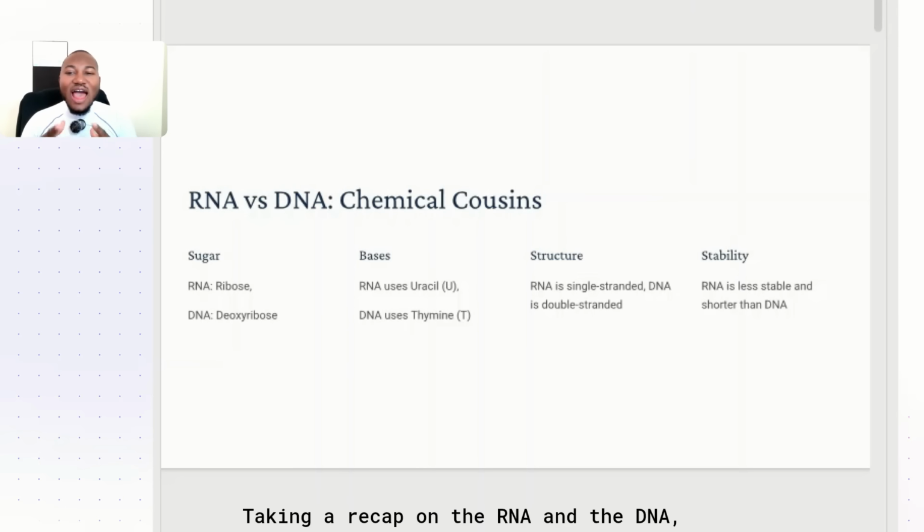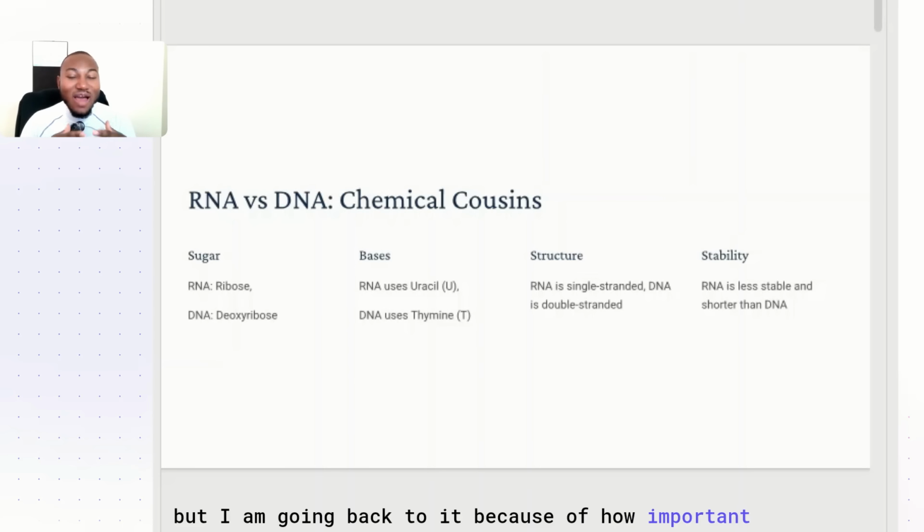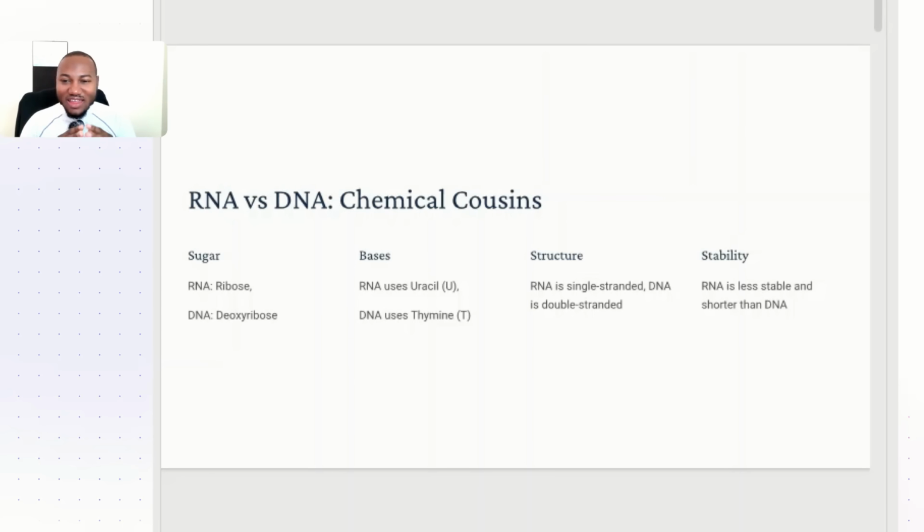Taking a recap on the RNA and the DNA, they are cousins. I call them chemical cousins. All right. If you look at the slide, I specifically isolated the 4 differences between them, which you should understand. I've explained this initially, but I am going back to it because of how important it is. In terms of sugar, the RNA is ribose, the DNA is deoxyribose. R for R, D for D.